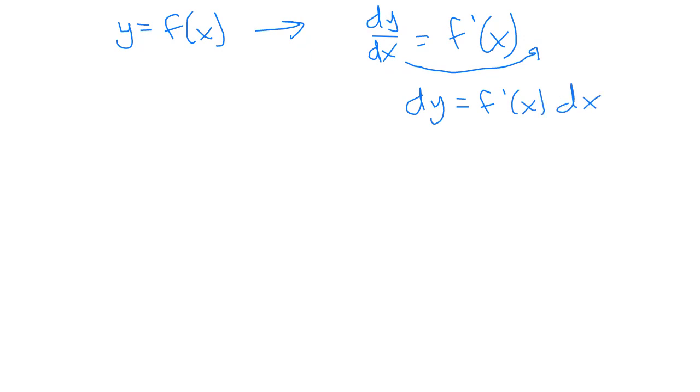Essentially what this means is that as our function changes and as x changes, that's going to yield another change in y. So x is our independent variable, y is our dependent variable. Since y is our dependent variable, our change in y is dependent on the change in x. So we can use this to help approximate changes in a function.